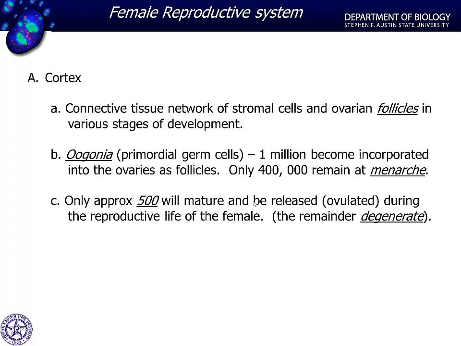But typically only one is ovulated or released, and the others are going to regress or degenerate. So only about 500 or so over the reproductive life of a female will actually be ovulated, yet 600,000 will begin to develop and degenerate by and large.